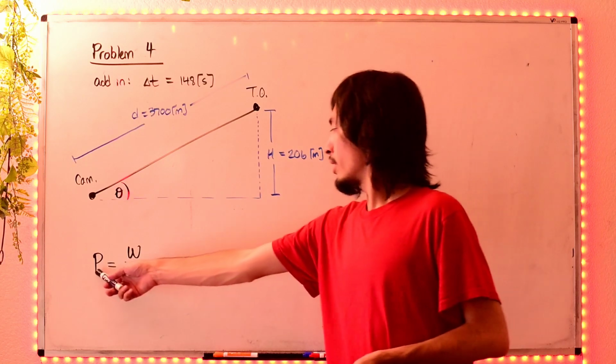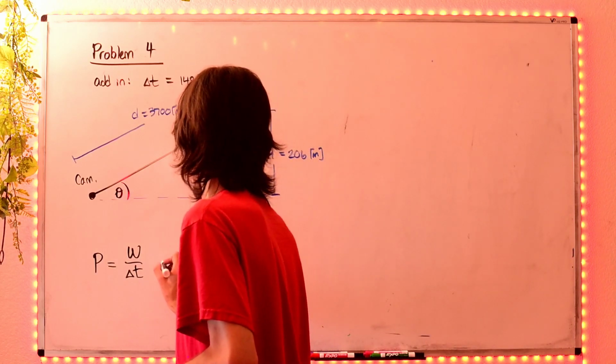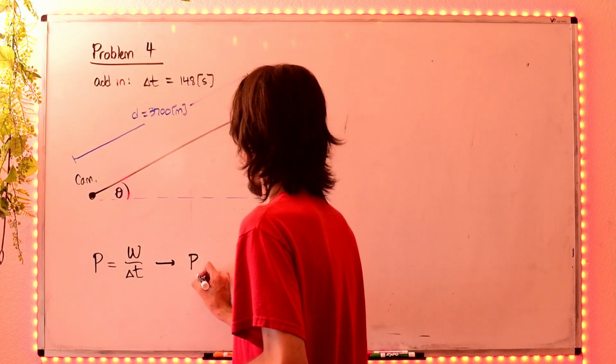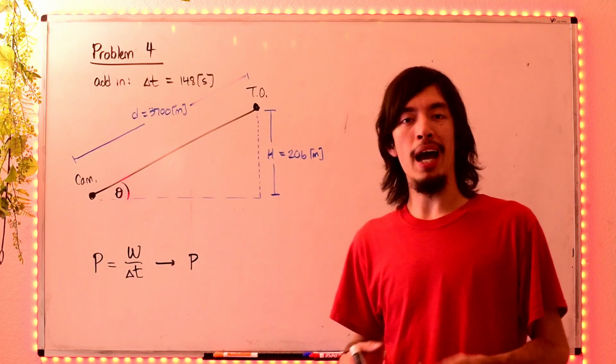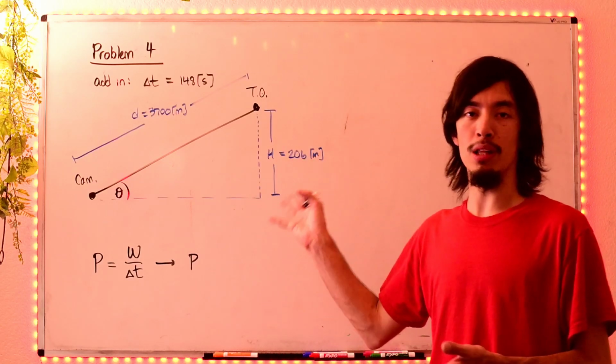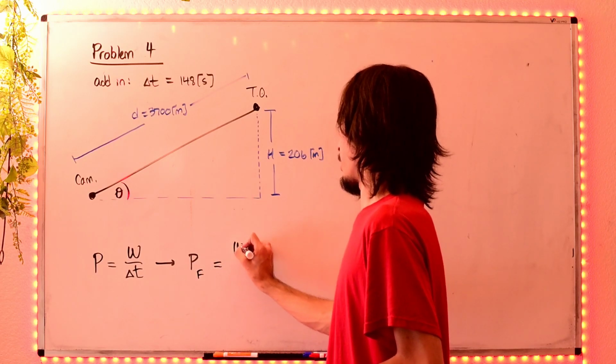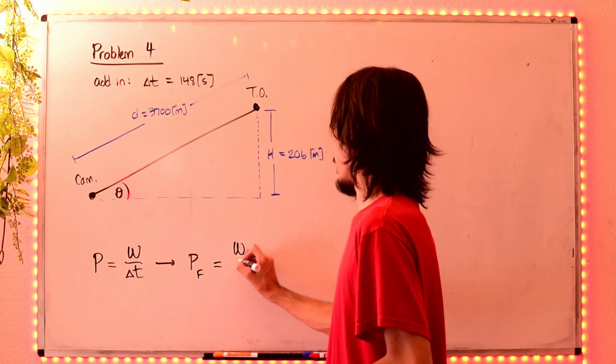So power is work done over time. Specifically, it is the power supplied by the car. So in other words, the power that's associated with that force applied F, that we're going to call it. And it's the work done by that force F, which is supplied by the car.